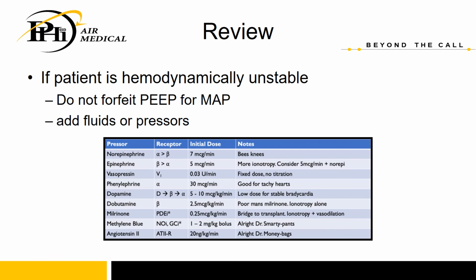If the patient is hemodynamically unstable after adding PEEP, then remember we are never going to forfeit our PEEP to help our MAP. We are going to increase our PEEP to get our oxygenation goal, and then we are going to add fluids or pressors in order to get our MAP goal.